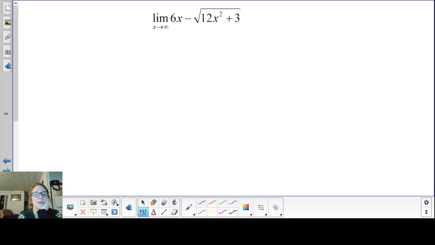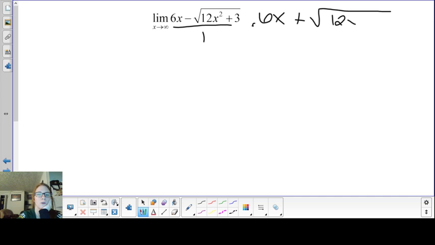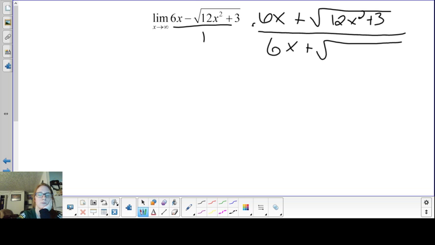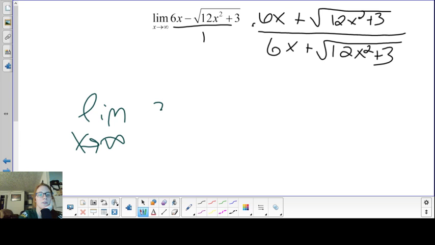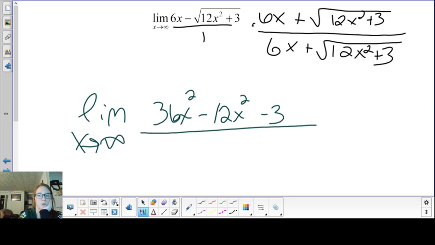So same kind of idea. It's over 1. So we're going to go ahead and multiply by the conjugate. So this time we're going to have plus instead of minus, because we started with minus this time. So when I go ahead and multiply these through, I get the limit as x approaches infinity of 36x squared minus 12x squared minus 3 over 6x plus the square root of 12x squared plus 3.